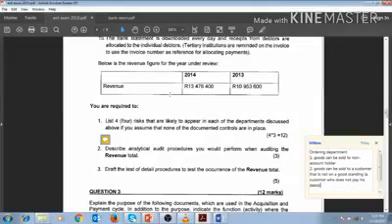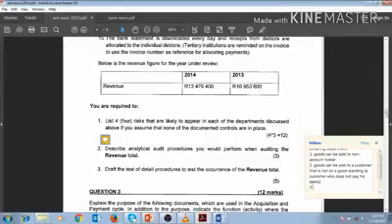Number 3, incorrect goods can be ordered. Let's write: incorrect goods can be ordered.